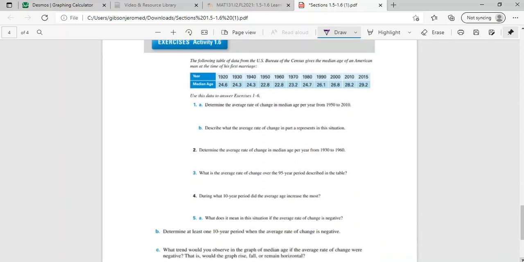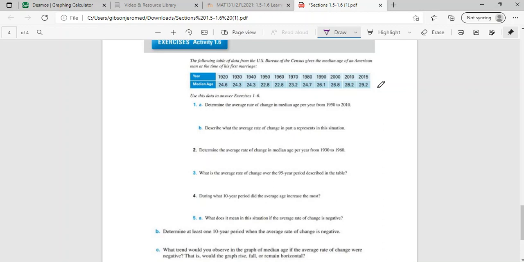Okay, now it says the following table of data from the U.S. Bureau of the Census gives the median age of an American man at the time of his first marriage. And as you see here, at first, it was going down. It was going down up until the 60s. Now, once we got to the 70s, it started back increasing. And it's almost 30 years old, in 2015. It says now, use the data to answer exercises 1 through 6.